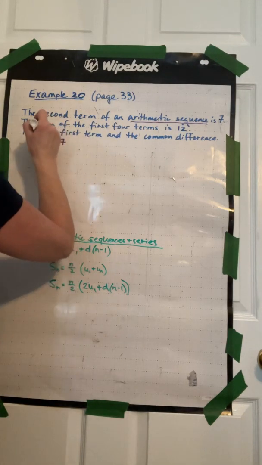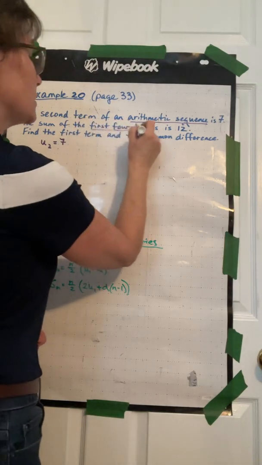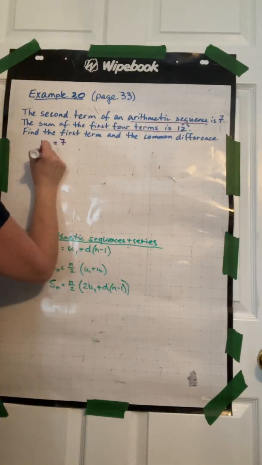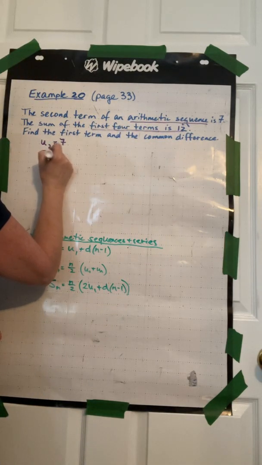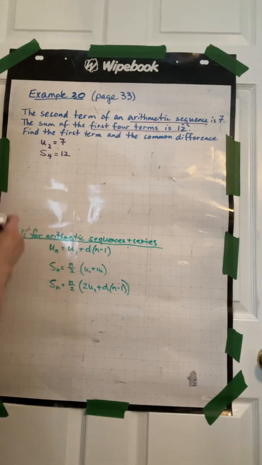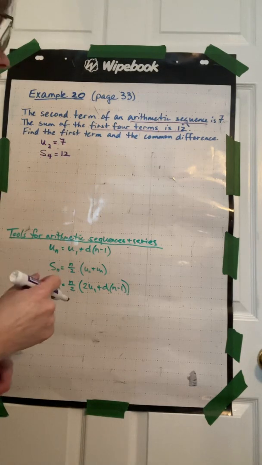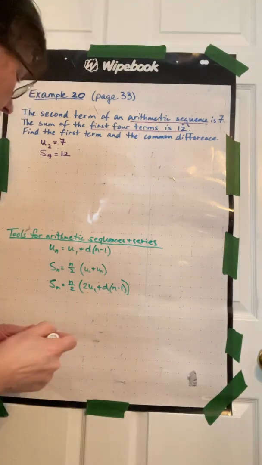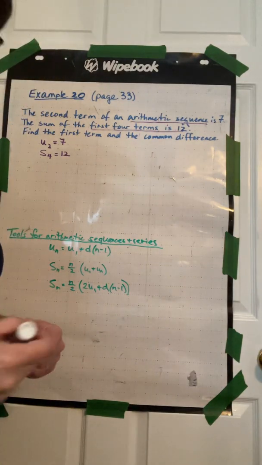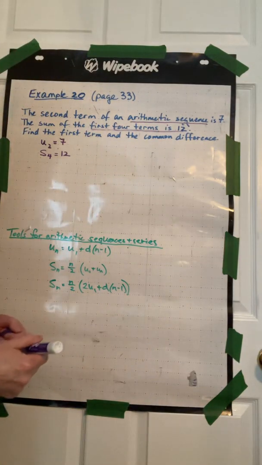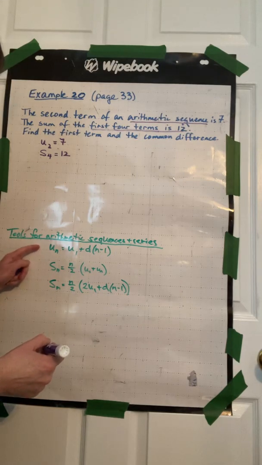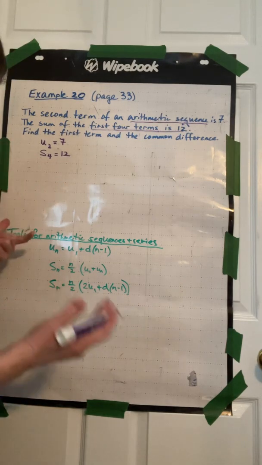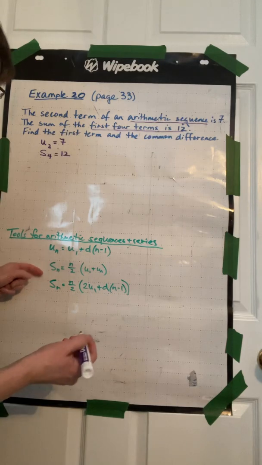All right, the sum of the first 4 terms is 12. So that tells us that S4 equals 12. Find the first term and the common difference. Okay, so let's see what we can do here. Fill in what we know.